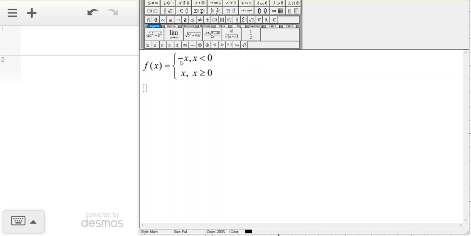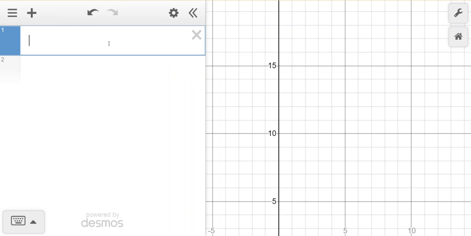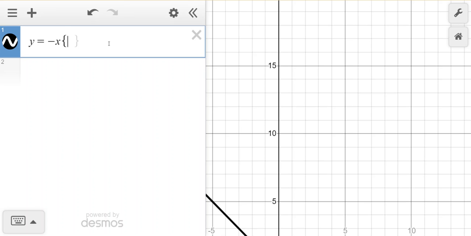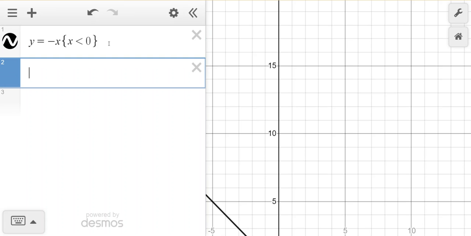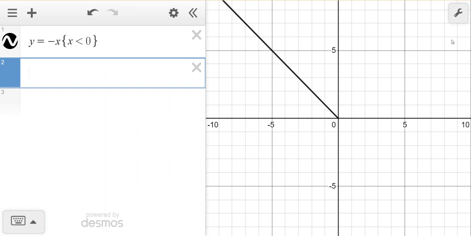So the first equation is y equals negative x, used when x is less than 0. So I'm going to type that in. I'm going to use y equals negative x on the condition x is less than 0. So you see these curly braces to restrict the domain or give a condition.